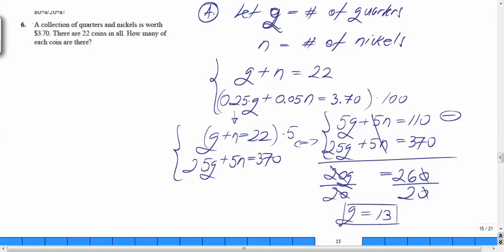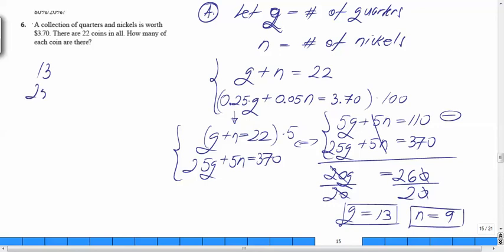If I know I have 13 quarters, how many nickels do I have? Well, 22 minus 13 gives me the number of nickels. How many? 9. Can we check? Should we check? You multiply 13 times 25, right? And then 5 times 9, you add them up, you should get $3.70. If you don't believe, let's see.